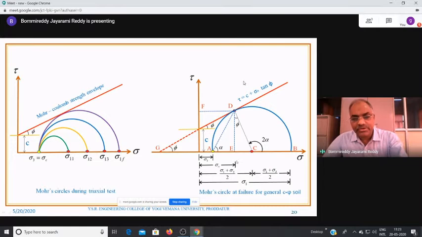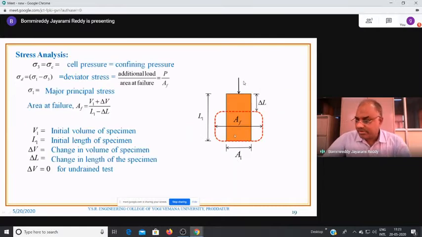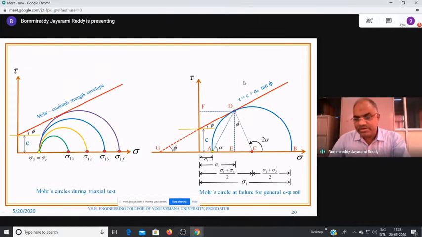So in this particular problem, it is very important to understand how to calculate the failure area. Once the failure area is known, you can find out sigma D. Sigma D is equal to P divided by AF. Once sigma D is known, and sigma 3 is already known, you can find the sigma 1 value. So knowing the principal stresses, you can find the shear parameters using the Mohr circle diagrams.